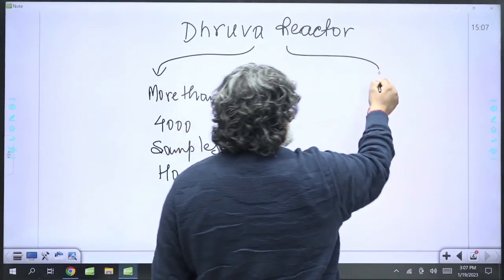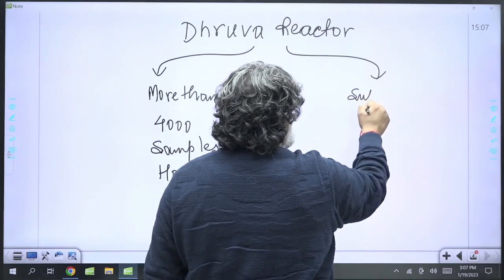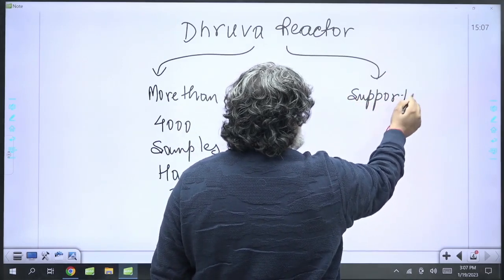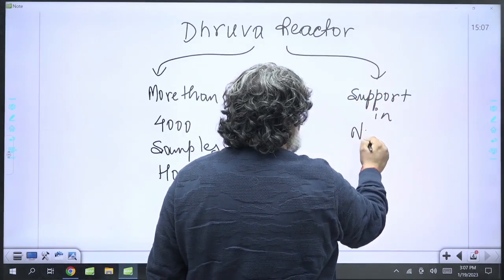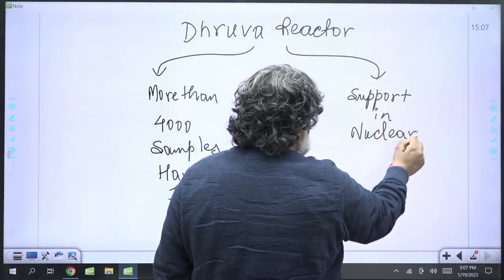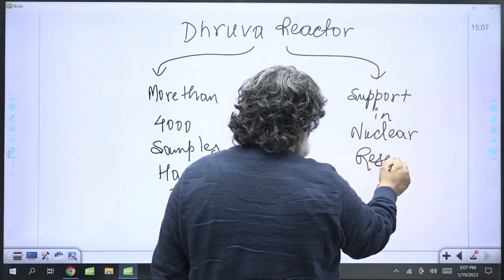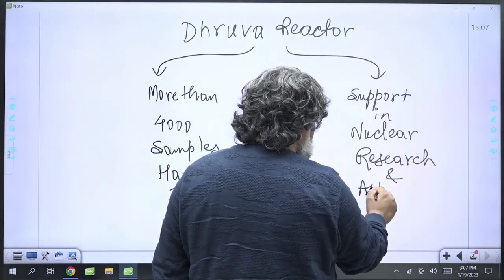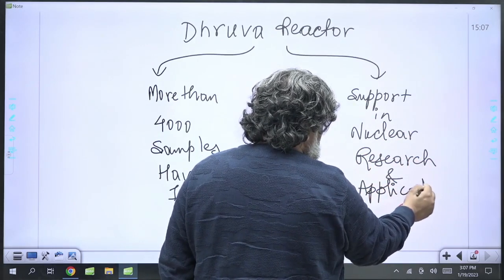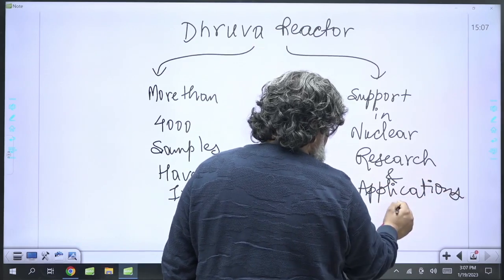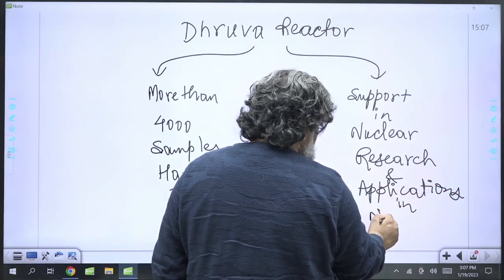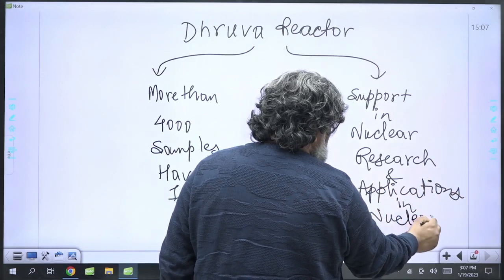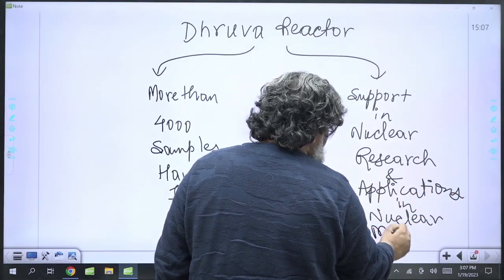And this is basically to support nuclear research and applications in nuclear medicine. That's where the Dhruva reactor plays a very important role.